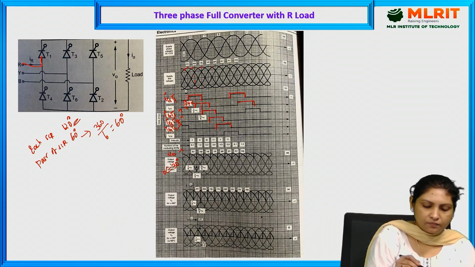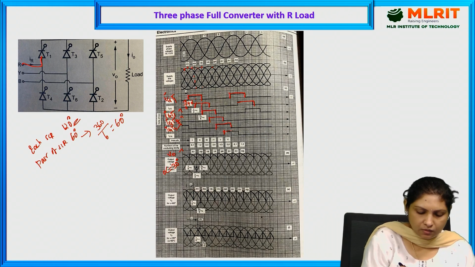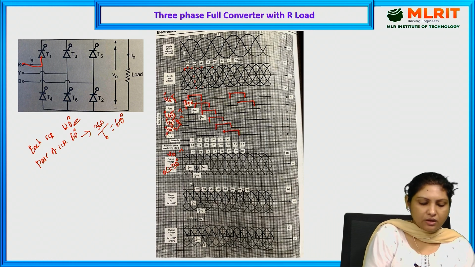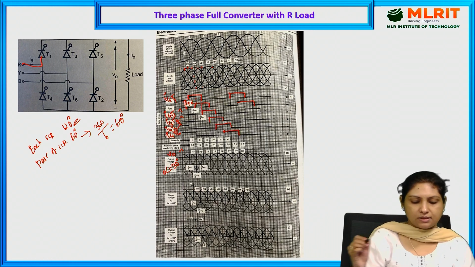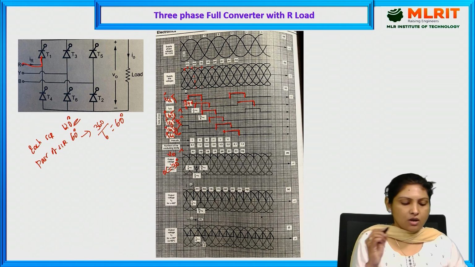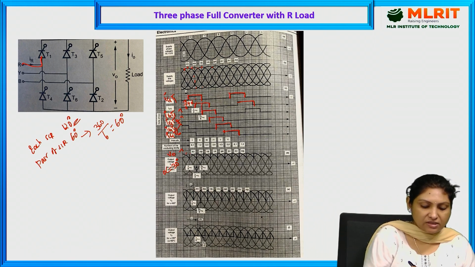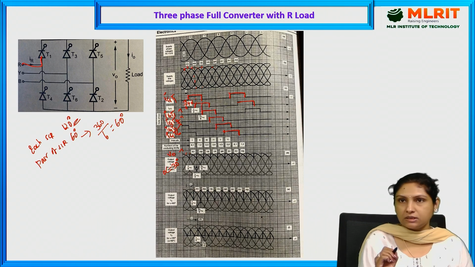And again at this instant we are providing the triggering pulse for IG-T6. Alright, so these are the triggering pulses, and now let us check out the output voltage waveform. So at this instant, zero crossing plus alpha equal to 30, we have provided the triggering pulse.